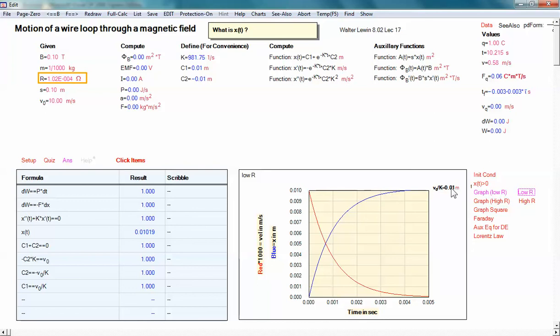So the resistance makes a big difference in the magnitude of the motion. The shapes are the same. Still this reverse exponential shape, but things happen a lot quicker and over a lot shorter distance if you have a low resistance.